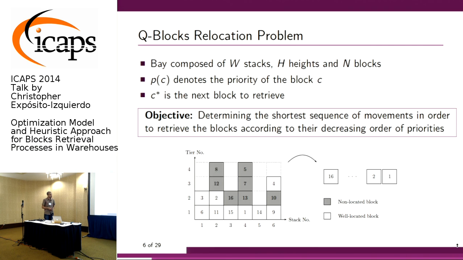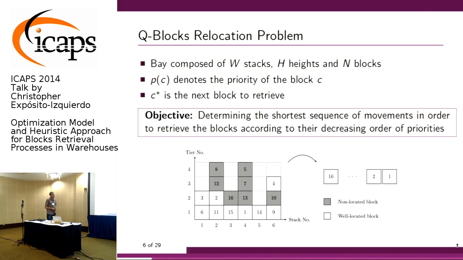But the blocks have to be retrieved according to the decreasing order of priorities, in such a way that we firstly retrieve that block with the highest priority, block number 1. Later we have to retrieve that block with the next highest priority, block number 2, and so on until all the blocks have already been retrieved from the bay.